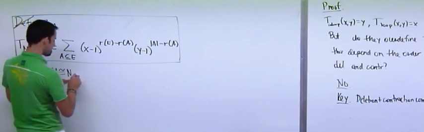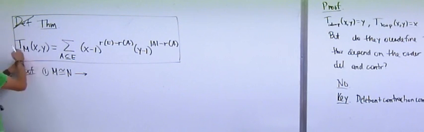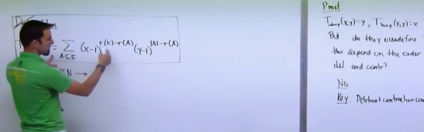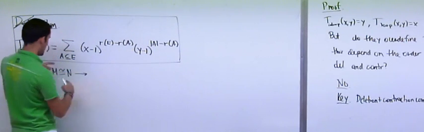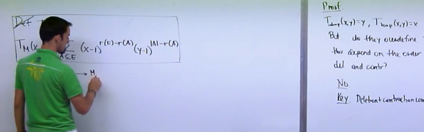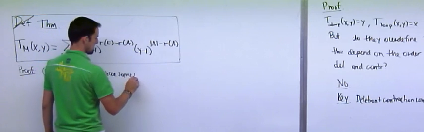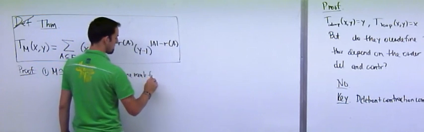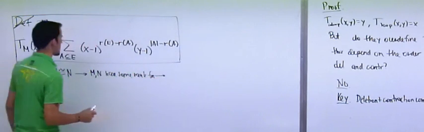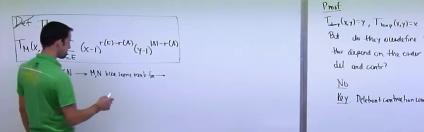Why is that true? Well, the reason is that the Tutte polynomial is defined in terms of the rank function of the matroid. But if two matroids are isomorphic, they have the same rank function. And if they have the same rank function, then no matter how messy this formula is, it's the same for both guys.